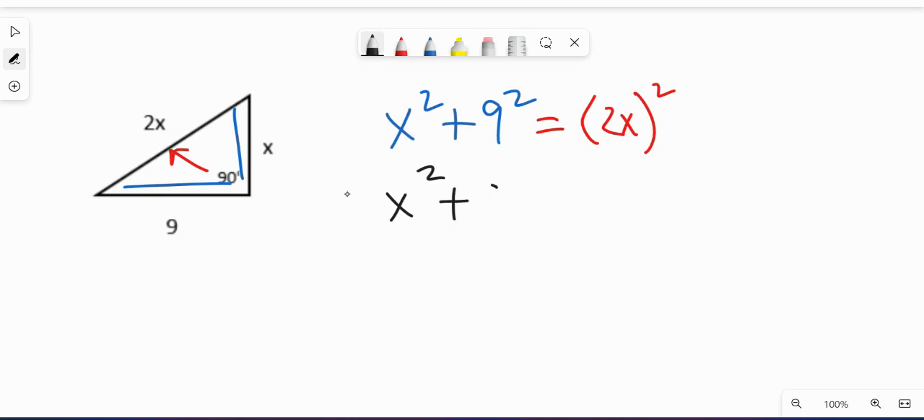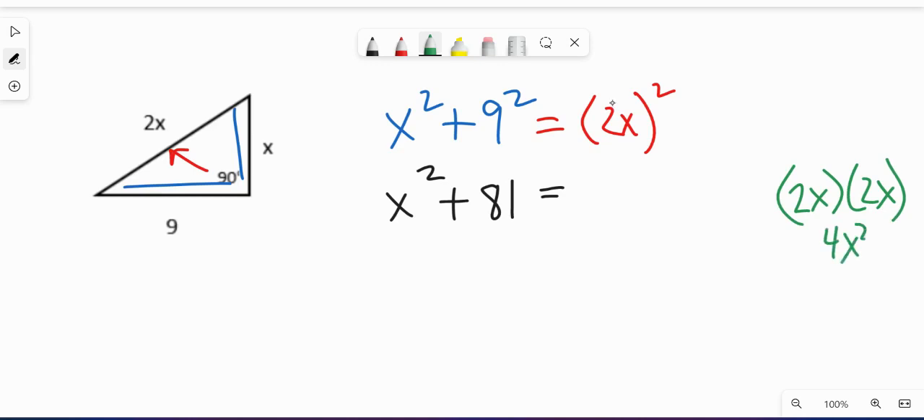Okay, so x squared, can't simplify that. 9 squared is 81. 2x squared, remember, maybe I'll do it on the side over here. 2x squared is 2x times 2x, which is 4x squared, okay? And again, you could also distribute the 2 to each base to get 4x squared. So you have to be careful. That's why I say you have to put parentheses around the term that represents the side.